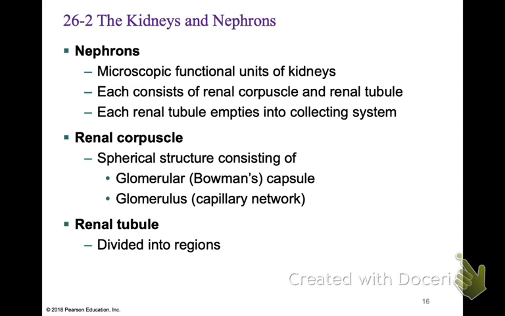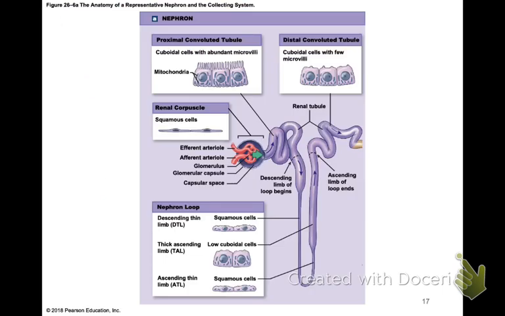So the nephrons are the functional units of the kidneys. There's probably about 1 million nephrons in each kidney. Each one consists of a renal corpuscle and a renal tubule, and then the renal tubule is going to empty into the collecting system. The renal corpuscle just means little body. So the renal corpuscle is that glomerulus, that little ball of capillaries, and the tissue surrounding it, which is called the Bowman's capsule or glomerular capsule. And then the renal tubule is divided into regions, which we'll take a look at.